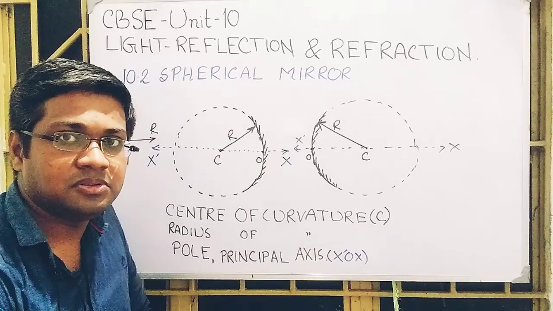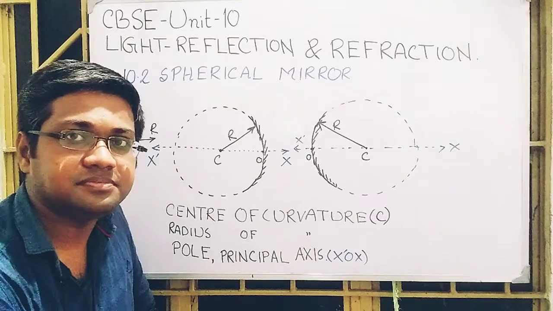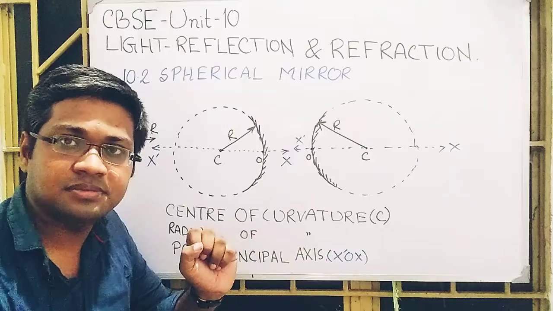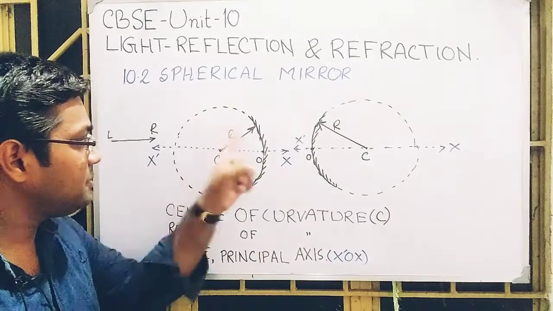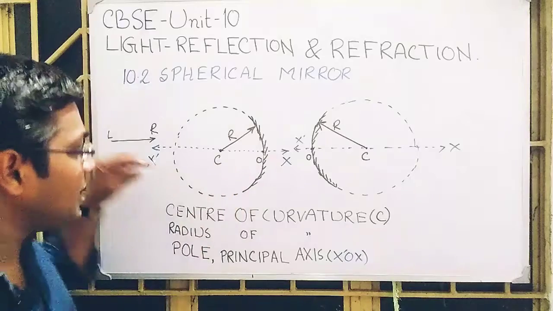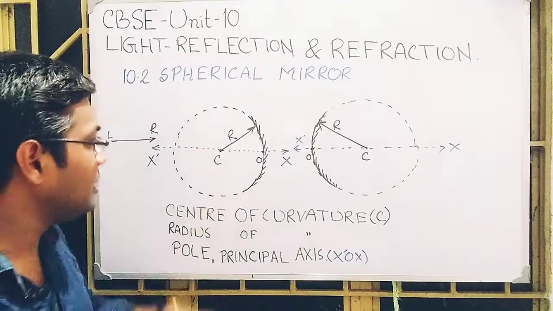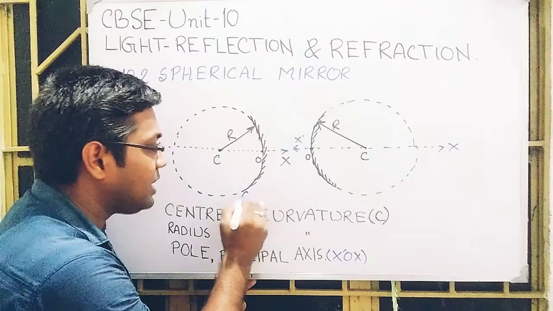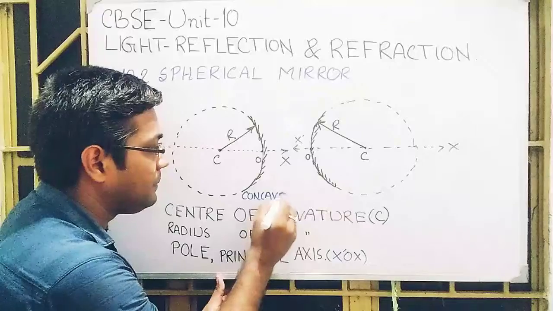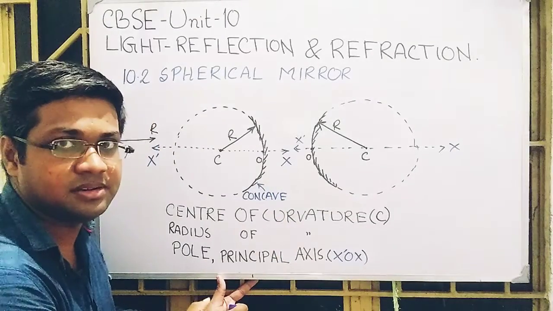So what we have discussed till now is that there are spherical mirrors of 2 types, this type of mirror and this type of mirror. What is the name of this type? If the light enters into, we can say, the cave, then I can name this mirror as concave. This mirror is called the concave mirror.